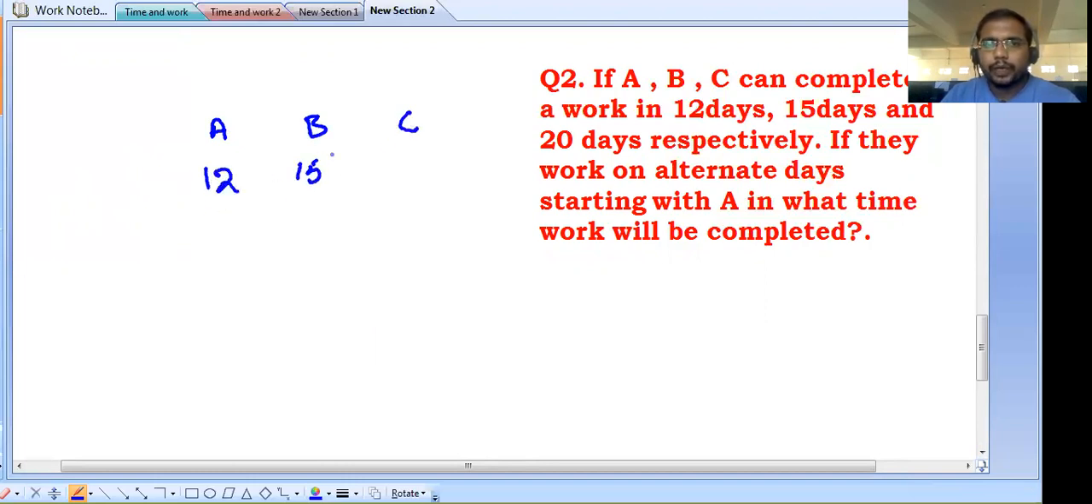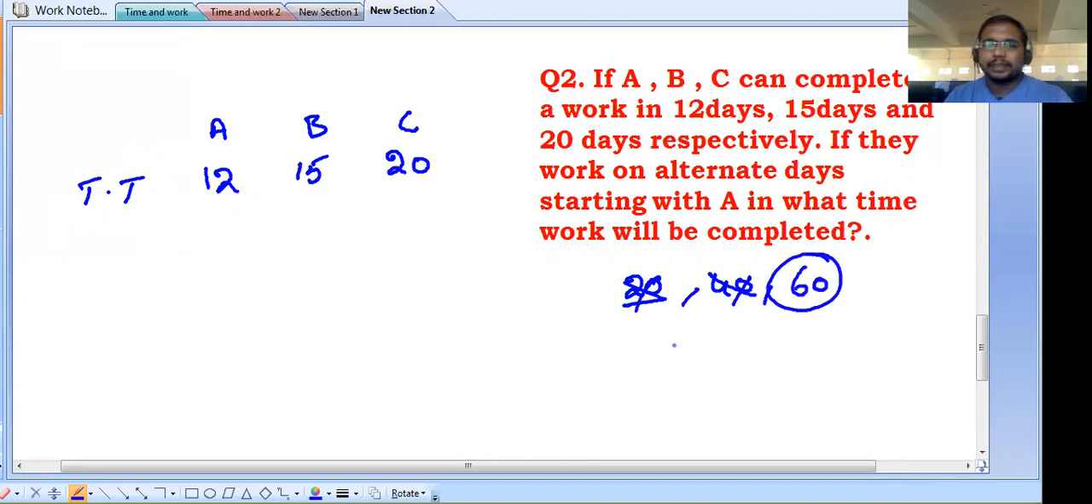12, 15, 20. 12 days, 15 days, 20 days. Time taken. Take the LCM. I told you the LCM method also. Take the big number. Is it divisible by all the numbers? No. Next multiple, 40. No. Next, 60. Yes, the LCM is 60. That means the total work is 60 units.